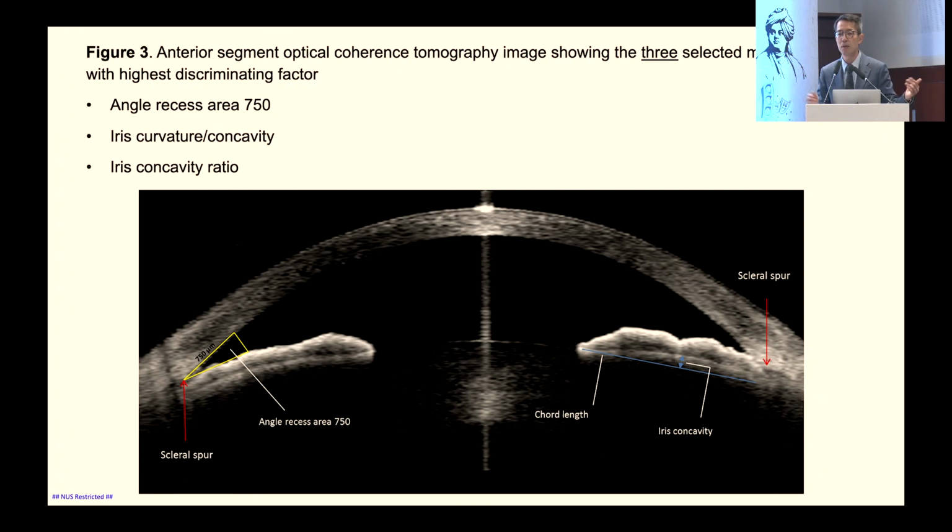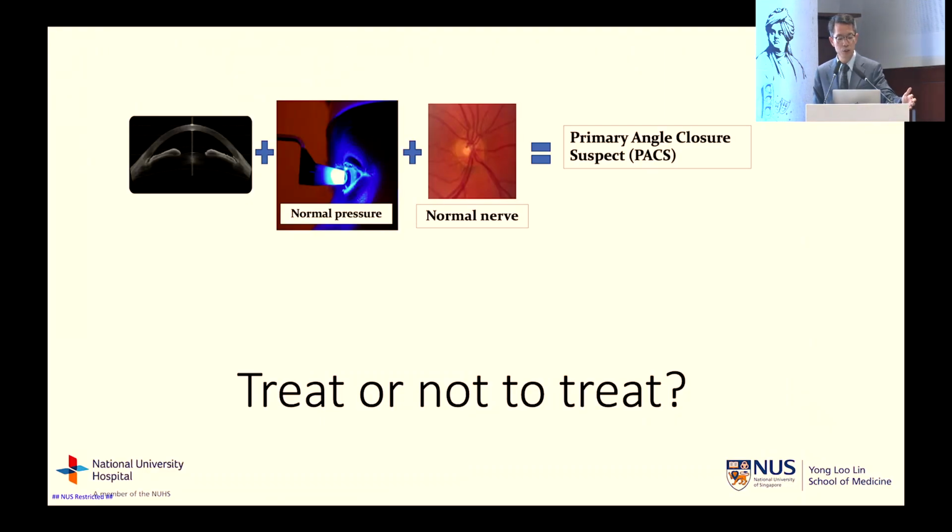No surprise. I think I mentioned this earlier in my talk, that the iris profile, or the iris bombe, that determines pupil block is the mechanism that is being addressed by laser iridotomy. So if you look at the anterior segment OCT and you see this bowing of the iris, then you can be quite sure your laser iridotomy will help to address the angle closure.